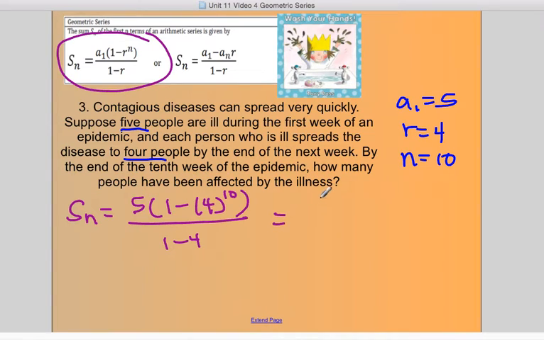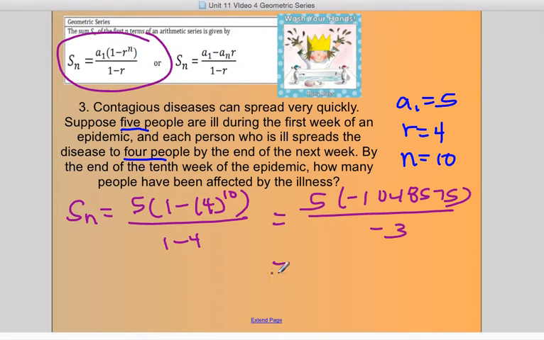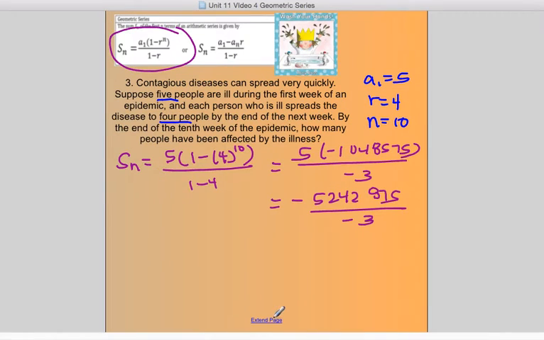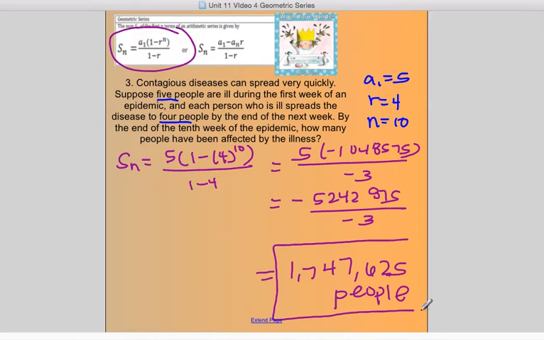What I get here is 5 times 1 minus 4 to the 10th, which is negative, it's a big number, 1,048,575, divided by negative 3. And when I multiply, I get negative 5,242,875 over negative 3. And when I divide, I get 1,747,625 people. So diseases spread quickly, and this can be modeled using our geometric series. So in 10 weeks, this is how many people will be affected by the epidemic.